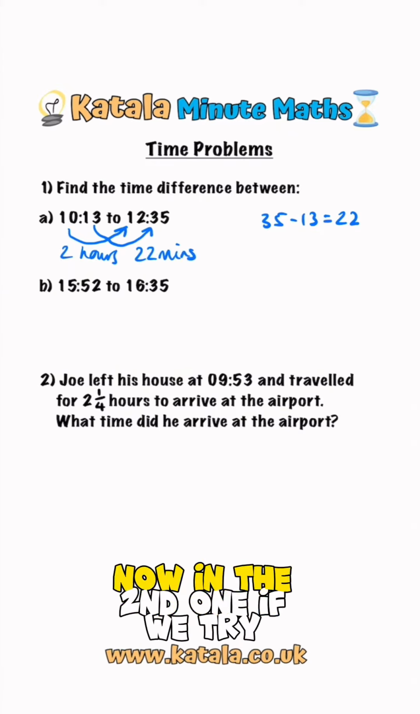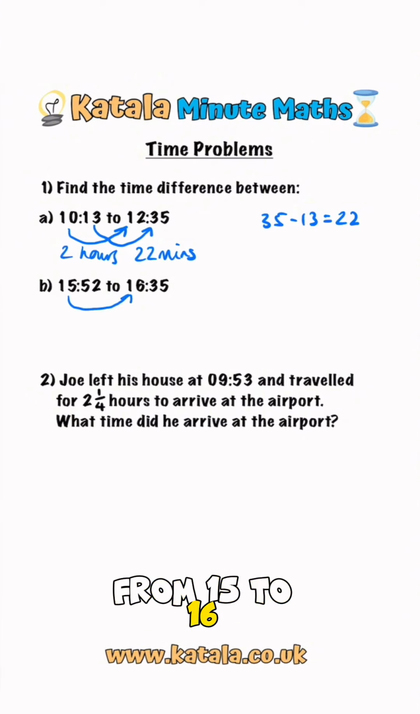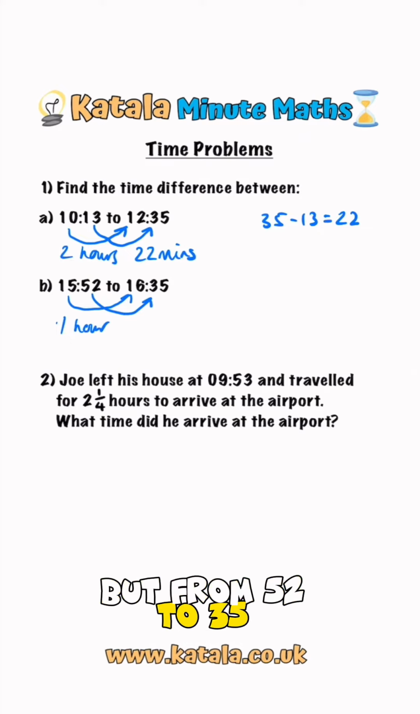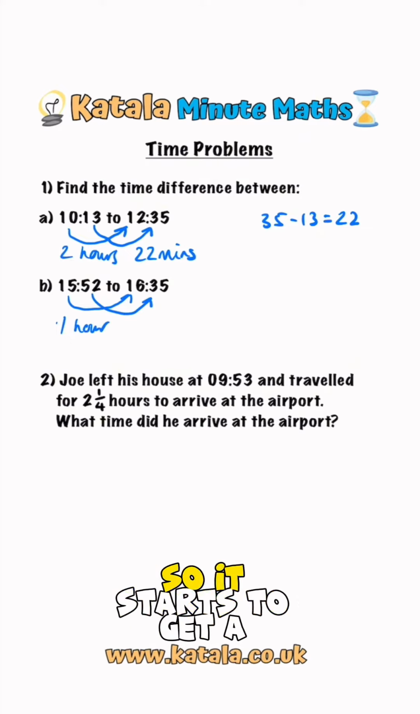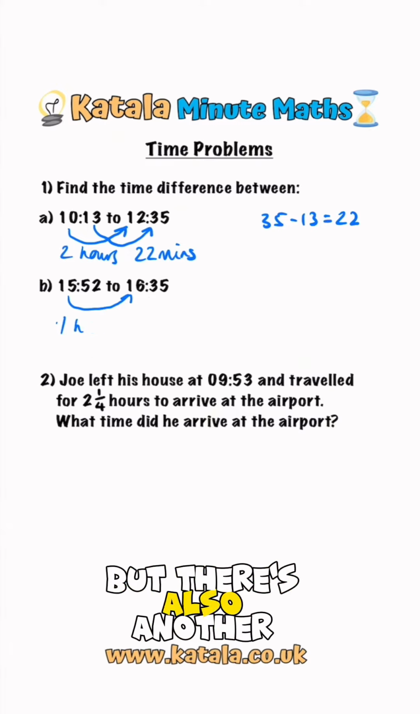Now in the second one, if we try and use the same method here, we might say that, yep, from 15 to 16, that's 1 whole hour there. But from 52 to 35, you can see we've actually taken away some minutes. So it starts to get a little bit awkward there when figuring out the minutes. And you can do it this way, but there's also another method I'm just going to show you.